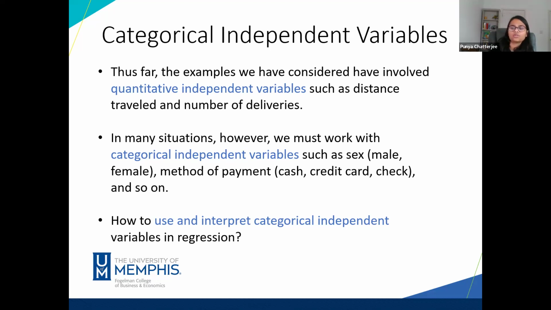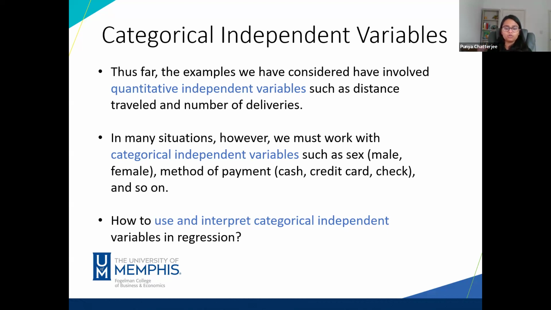If you want to understand whether the method of payment affects the purchasing behavior or not, you will look at data where you have methods of payment. So it's not going to be 1, 2, 3, 4, 5. It's going to be, let's say, cash, credit, or check. Again, these are categories, these are words. So we are going to learn how to use and interpret these categorical independent variables.